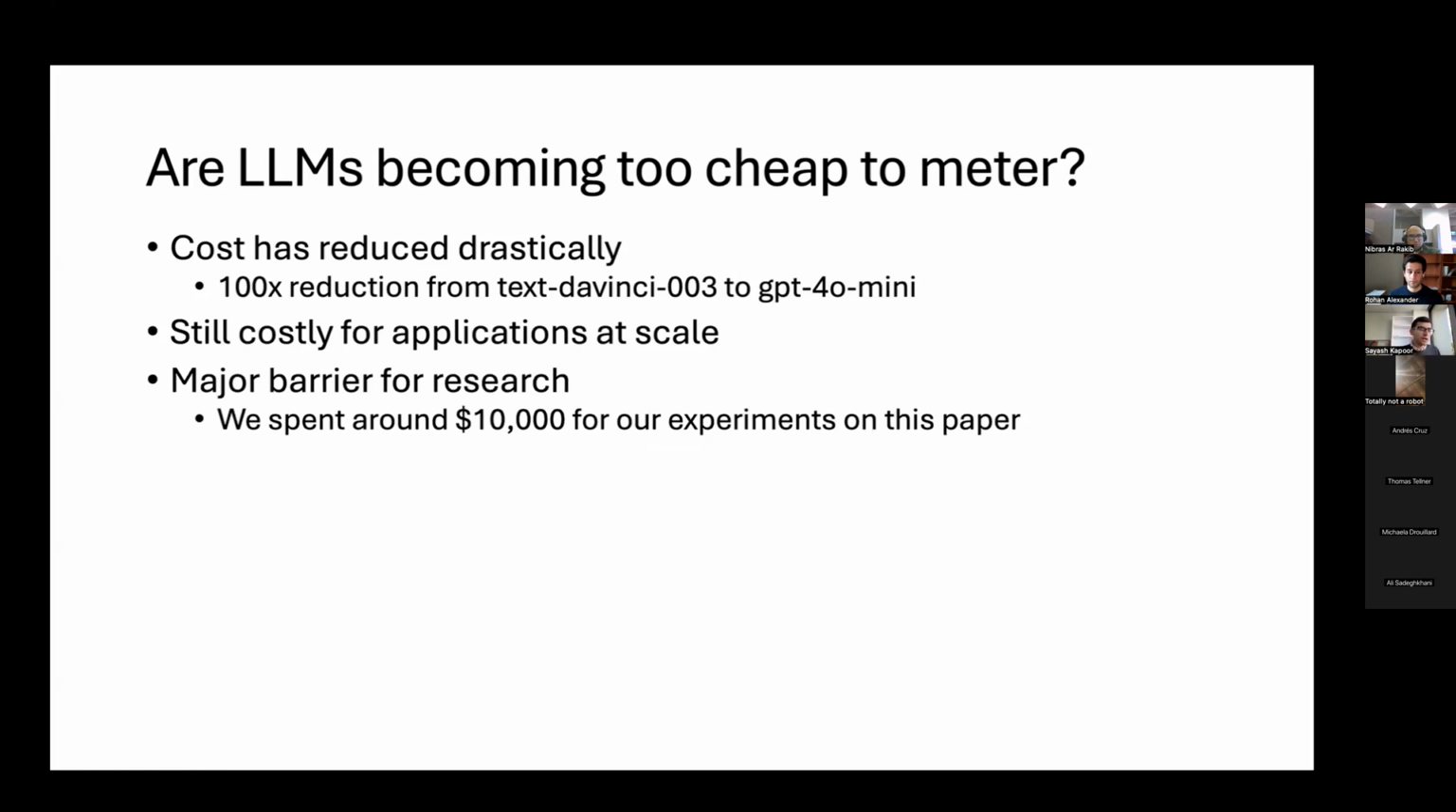And if we talk about academia, the impact of cost optimization can be even larger because right now, cost is a major barrier for research. So for example, in the preprint where we presented these results, we spent around $10,000 in compute credits alone for the experiments to run our papers.